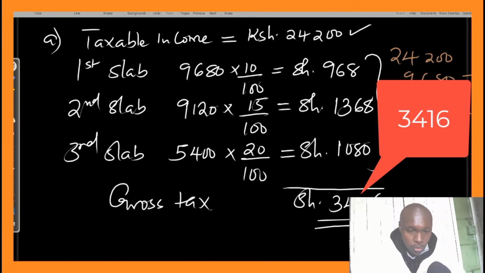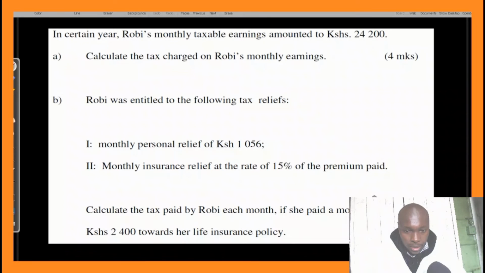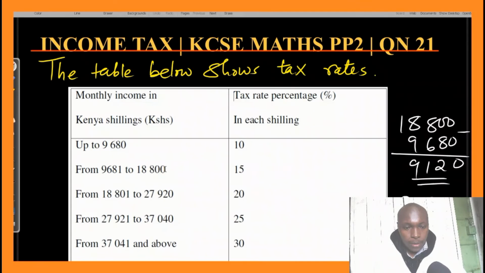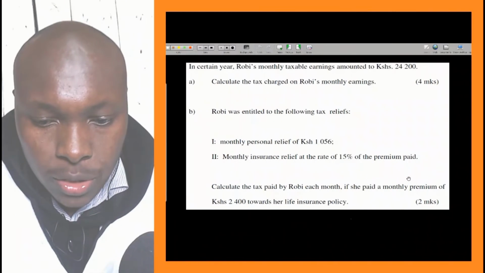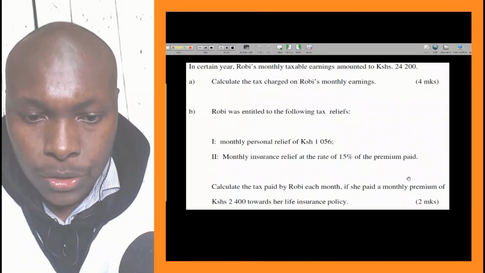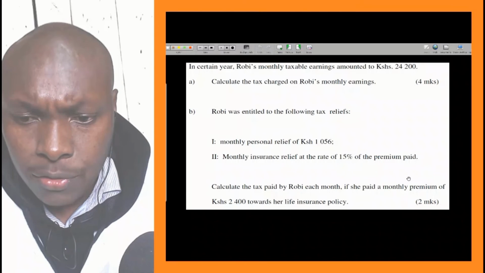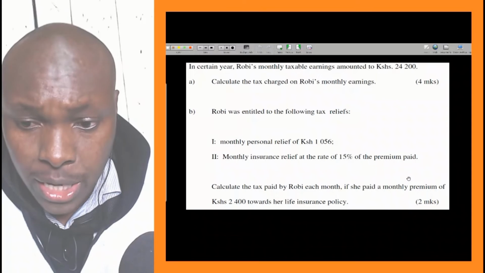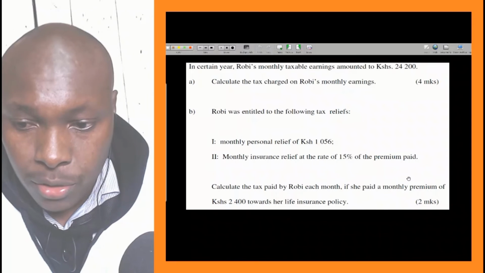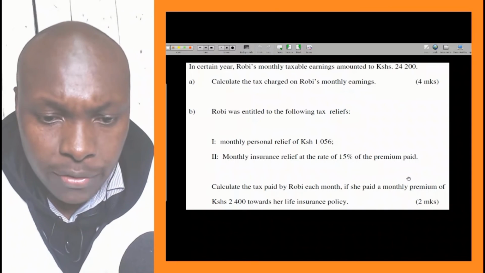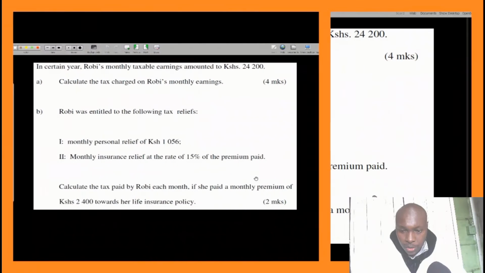That is the gross tax. Now we have answered the first part, calculate the tax charged on Robbie's monthly earnings. We've done that. Part B, you are given that Robbie is entitled to the following reliefs. As you can see, one is 1056 per month. Then there's another, which is 15% of the premiums paid, and since we're given the total amount for the premium, we can calculate that. So there are two reliefs, so let us go straight and calculate those two reliefs.